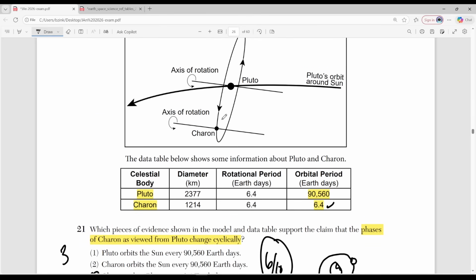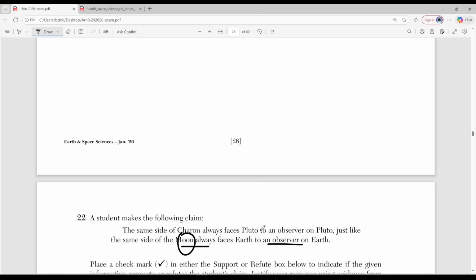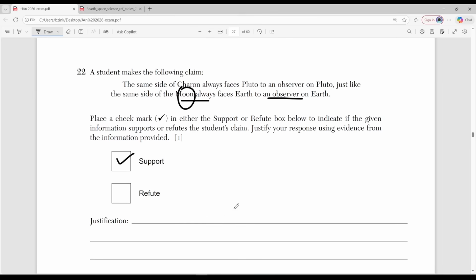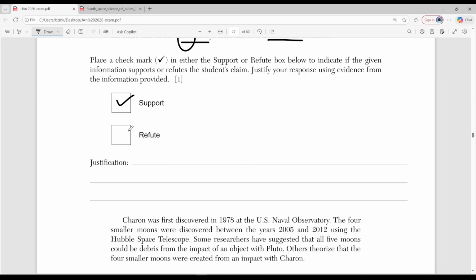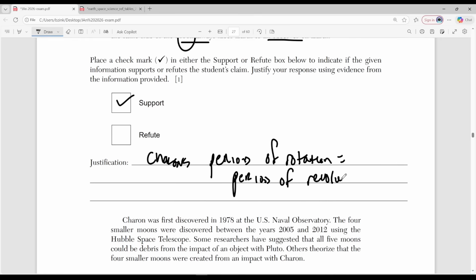Now, Pluto's axis of rotation is there and there. Oh, look. Rotation and orbital period. It's the same. That's crazy. I didn't know that. So this is a support because Charon's period of rotation is equal to its period of revolution. That is cool. I did not know that about this. So we're good.